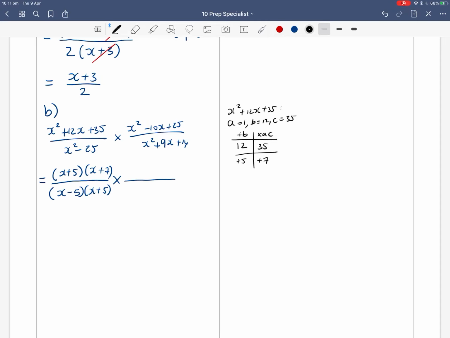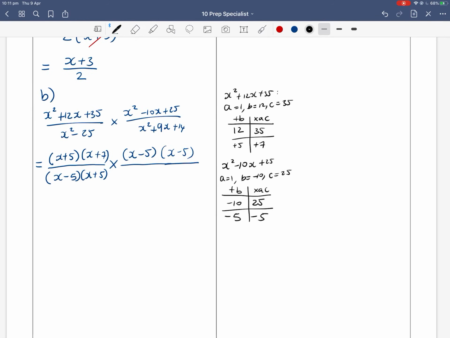Let's factorize the numerator of the second fraction, so x squared minus 10x plus 25. So a is 1, b is negative 10, c is 25. Using the plus b times ac table: two numbers that multiply to be 25 but add to be negative 10, so negative 5, negative 5. So back up here, it's x minus 5 times x minus 5.